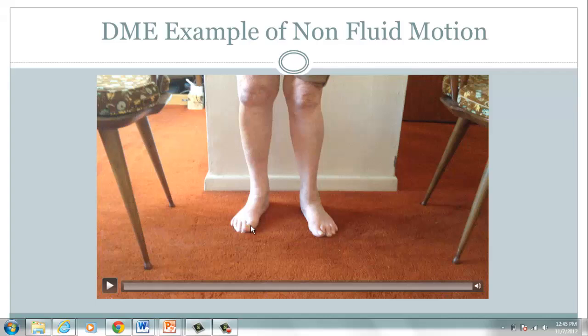So when we observe the right lower extremity, this lower extremity right here, I want you to take a look at the motion through the leg and through the foot. And as you're observing, you're going to notice that there is no motion below the ankle on this foot going into supination. Let's watch.